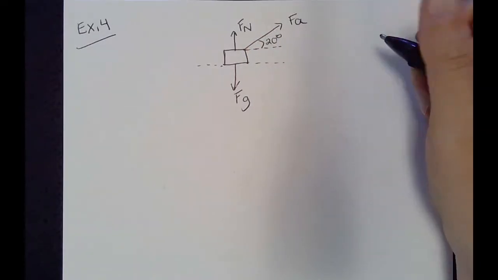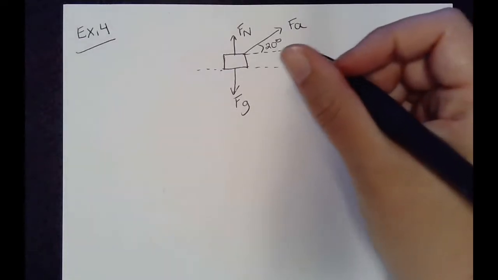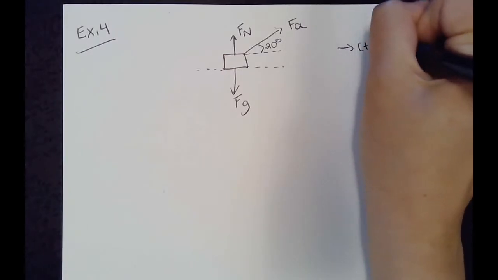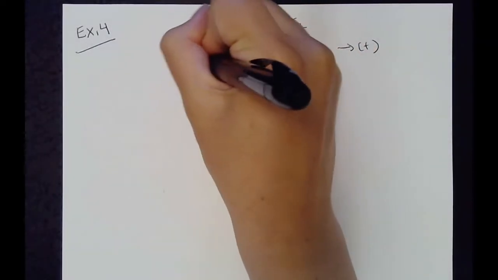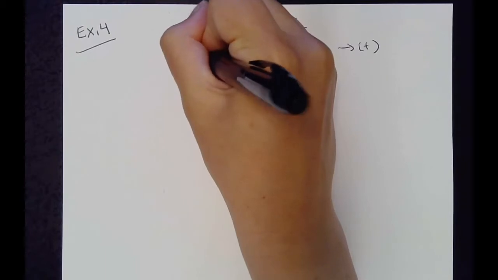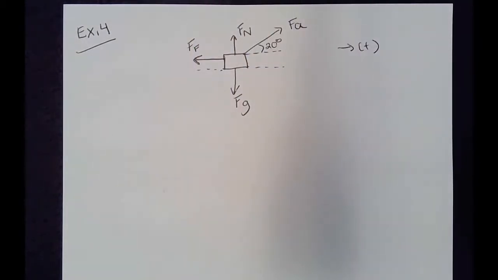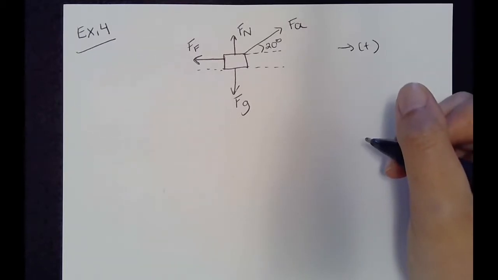So I'm choosing that it's moving in the positive direction. You could choose the other direction, but make sure that friction opposes that. So since it's moving to the right in the positive direction, friction has to go in the negative direction and act parallel to the surface. So friction looks like that, directed to the left.